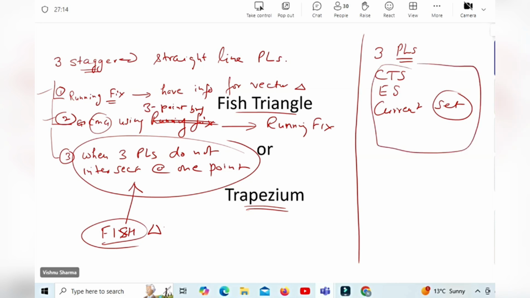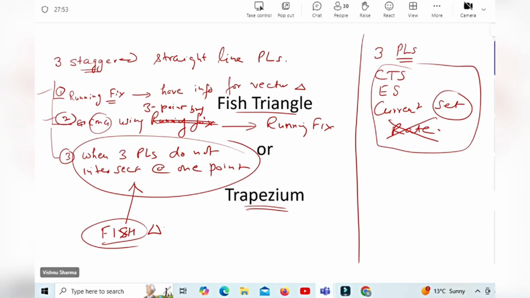If the rate is also given, can I apply running fix then? Yes or no? Correct, beta? Yes. Because if rate is also given, then I'll have 4 elements and I can apply running fix directly. So this rate would not be given in the question. Now you have only 3 elements. With 3 elements, you cannot apply running fix. They are not meeting at one point. Had they been meeting at one point, you could have deployed 3-point bearing to get CMG and then proceeded.